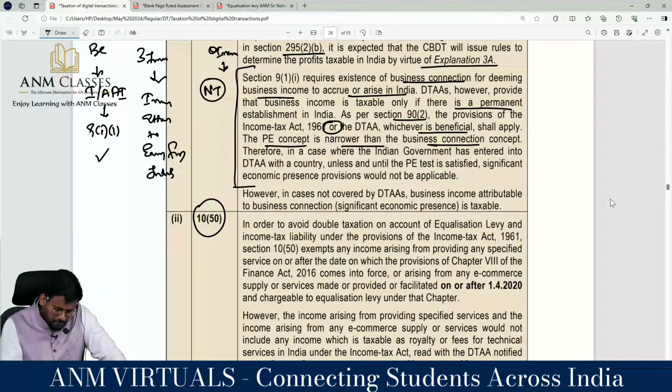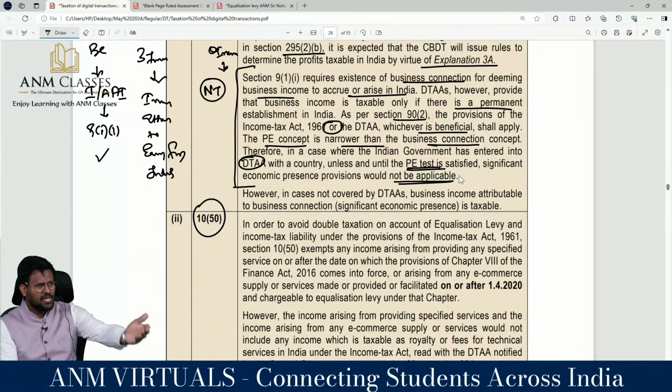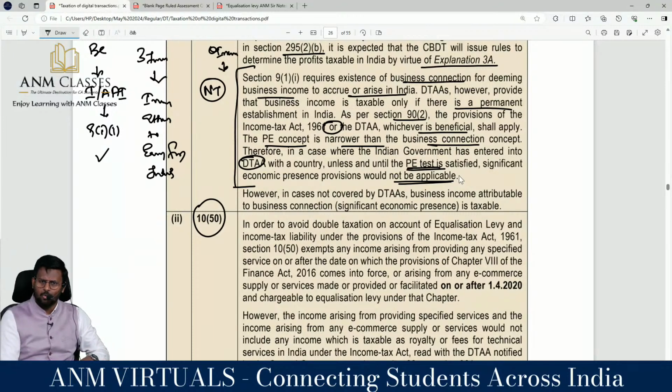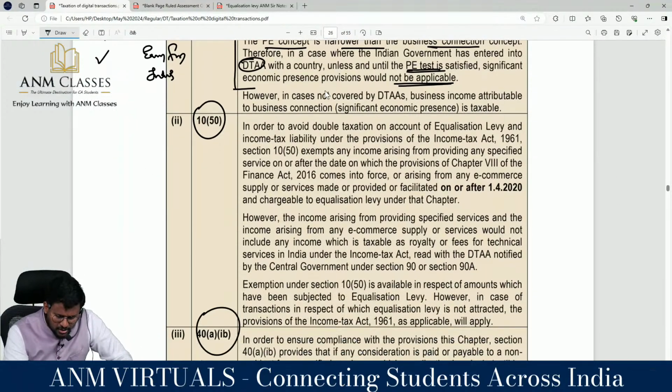Who is narrower? Therefore, in a case where the Indian government has entered into a DTAA with a country, significant economic presence provisions would not be applicable, because either the Income Tax Act or the DTAA, whichever is more beneficial, applies. Once India has entered into a DTAA, automatically the PE concept comes into play. So SEP does not have any role to play. Then, in order to tax the business profit, there should be a permanent establishment. However, in case not covered by DTAA, business income attributable to business connection, significant economic presence, is taxable.